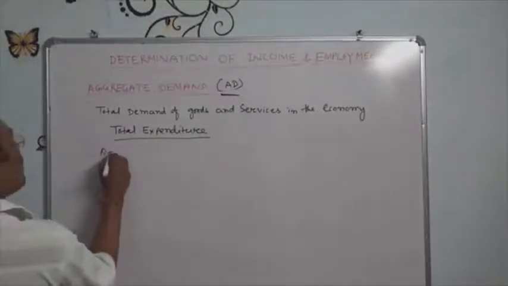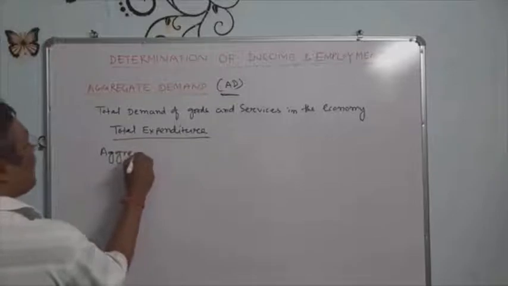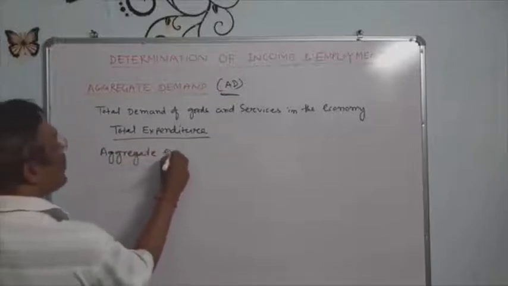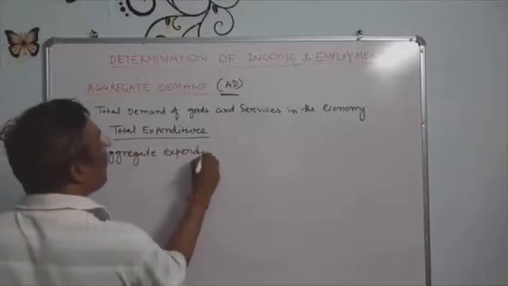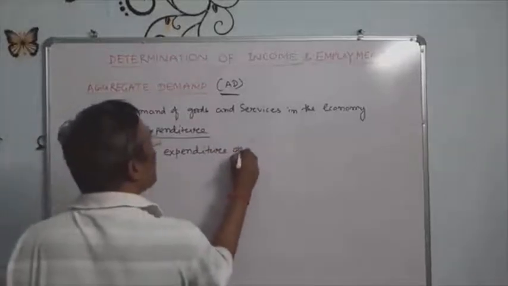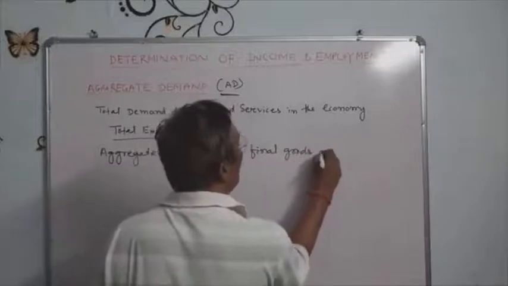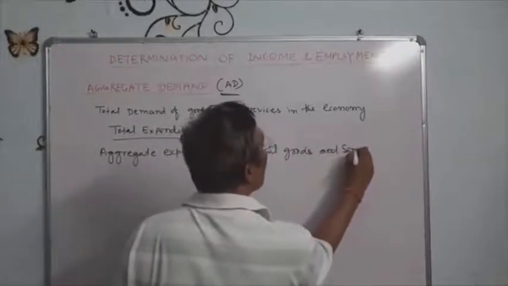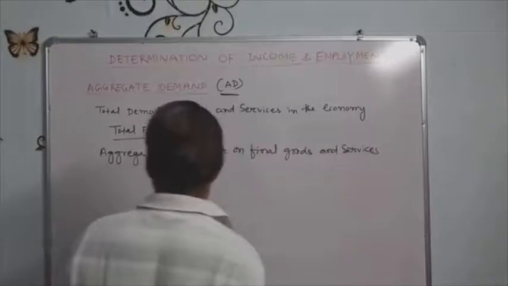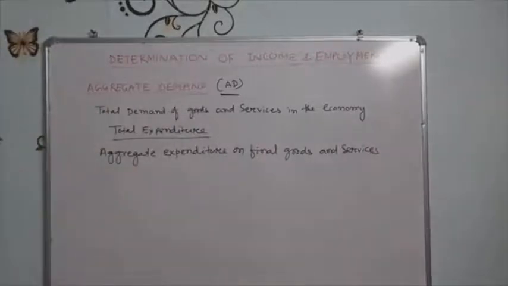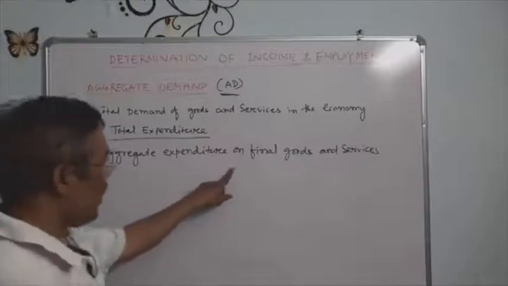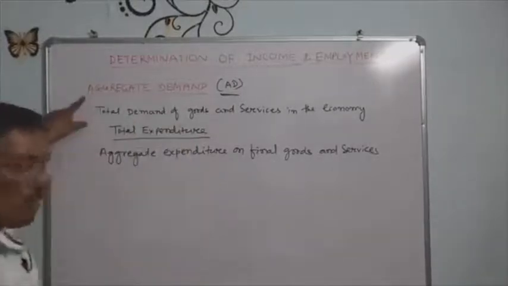That is also called aggregate expenditure on final goods and services. The total expenditure in an economy on final goods and services is known as aggregate demand.